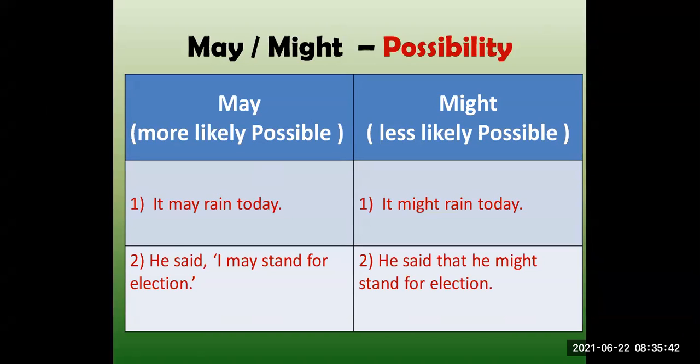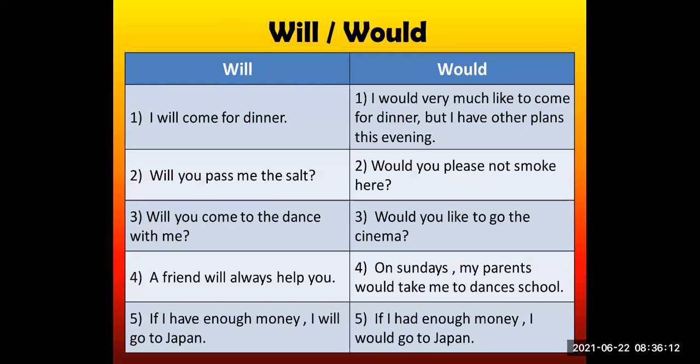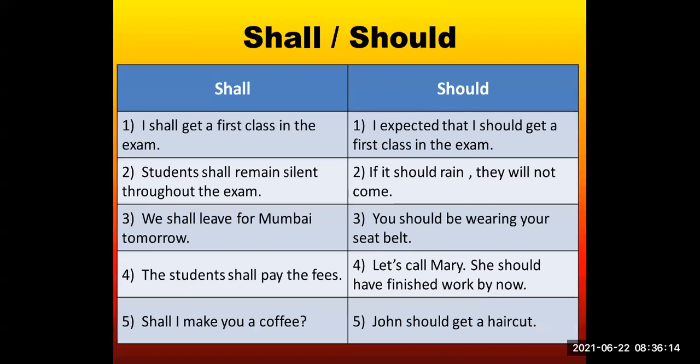May and might are used when they function as possibility and permission. May is used when it is more likely possible, and might is used when it is less likely possible. So may and might express possibility, the wish and permission. Then will and would are used for futurity, requests, offers, habits, and conditions.